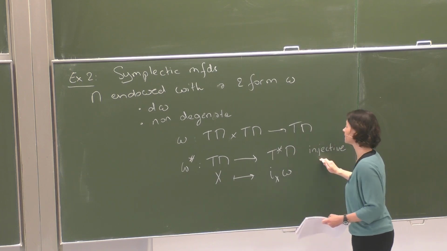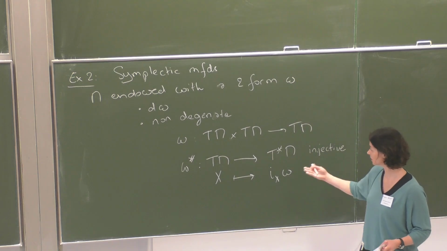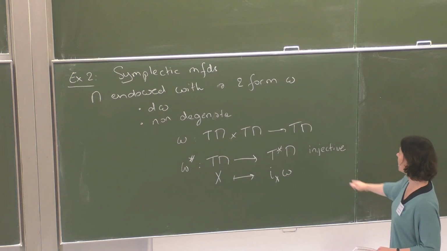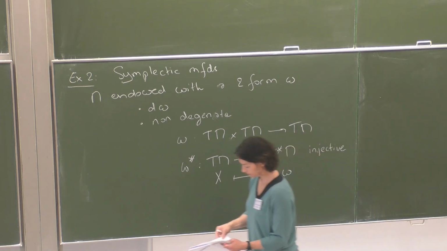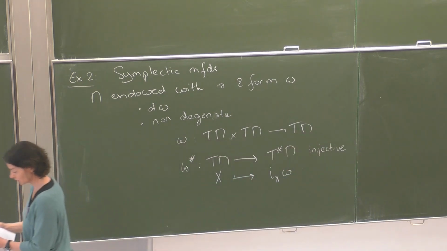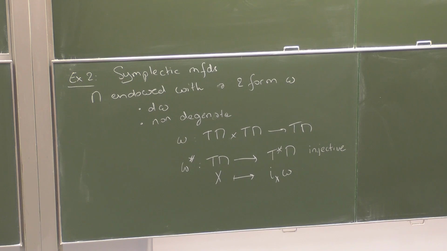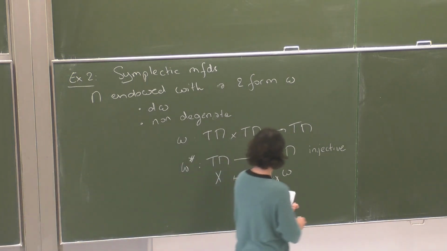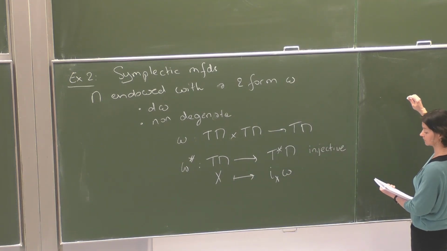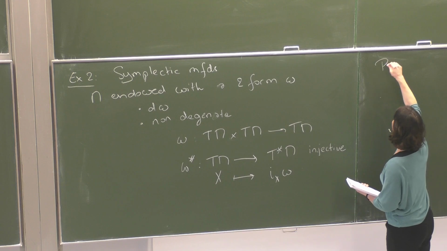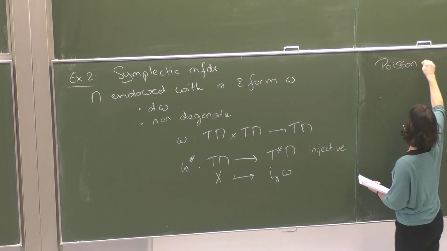In the finite dimensional case, injectivity implies surjectivity, and any covector can be written like this, which will not, in general, be the case in the infinite dimensional setting. And then we can define a bracket, the associated Poisson bracket.